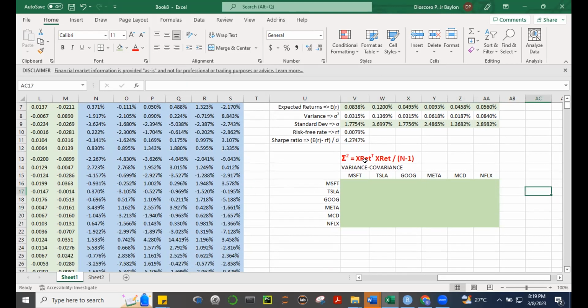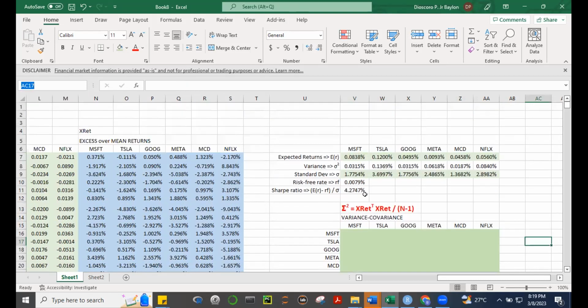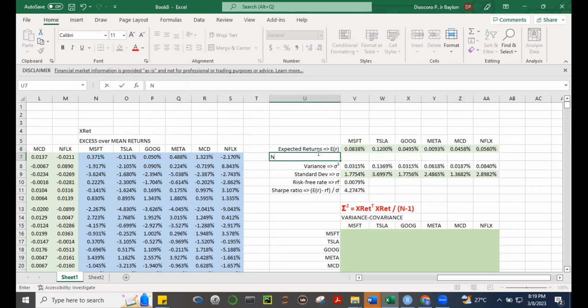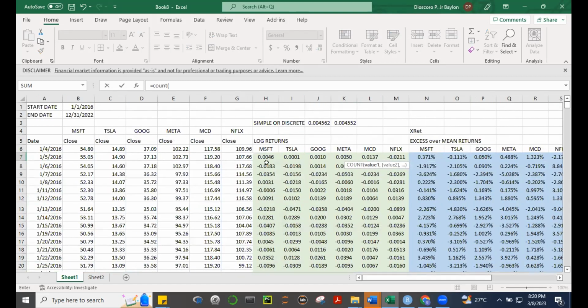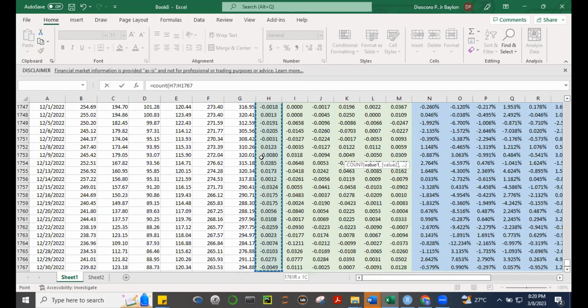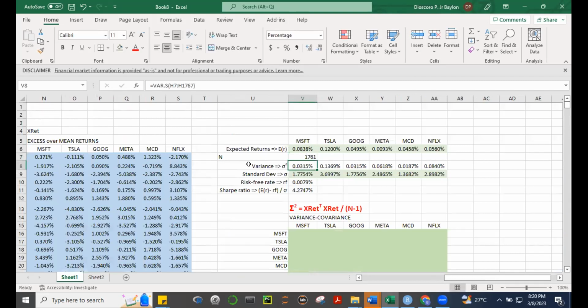Now we have to have the x ret. Have we named that? Yes, x ret. And then we have the n here. Oops, I think I forgot to include the n here. How many is our sample? So we count our returns. So 1761 all in all. I just counted how many returns we have.